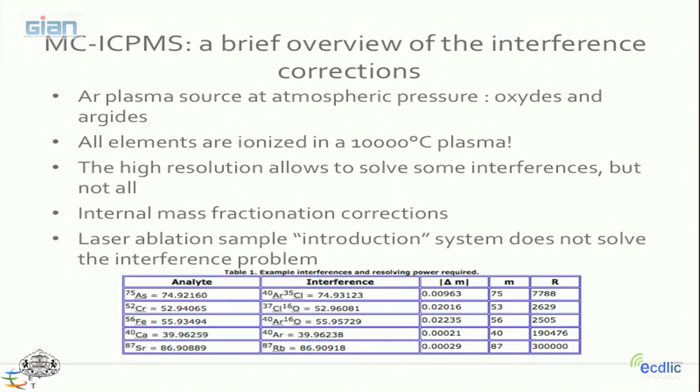So you remember, oxide and argide are the main compounds you can create in a machine. All can recombine. Okay. The high resolution, so this is a tiny slit, can solve some interferences, but not all.